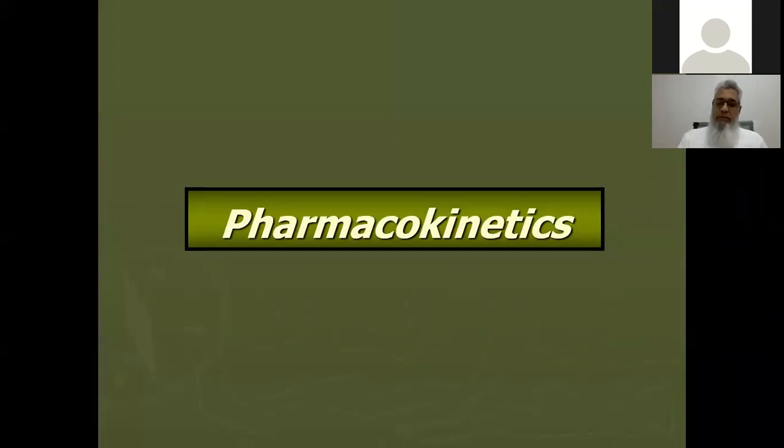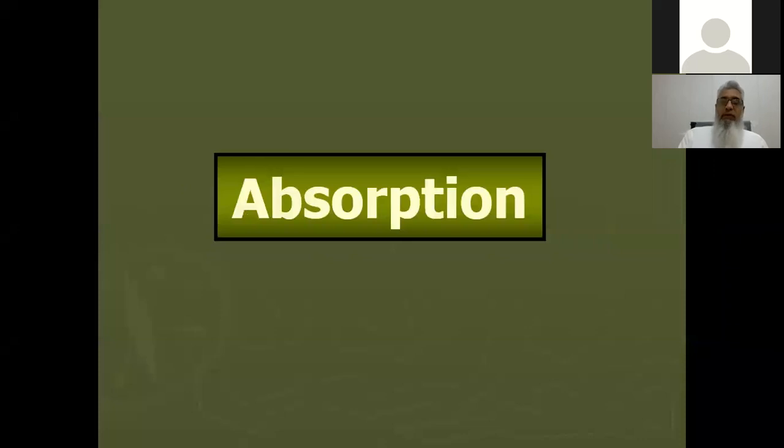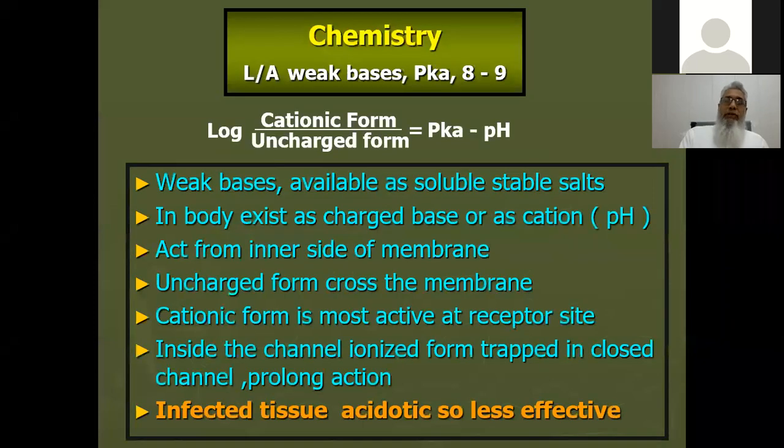These local anesthetics are weak bases. When they are given by topical application or by infiltration by injection, they are readily absorbed by the blood. So the blood flow of the tissue is very important for the duration of action of a local anesthetic.